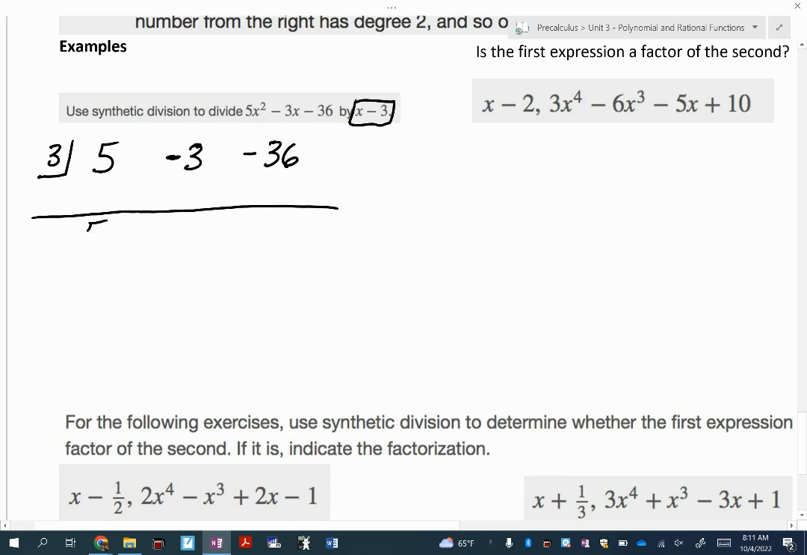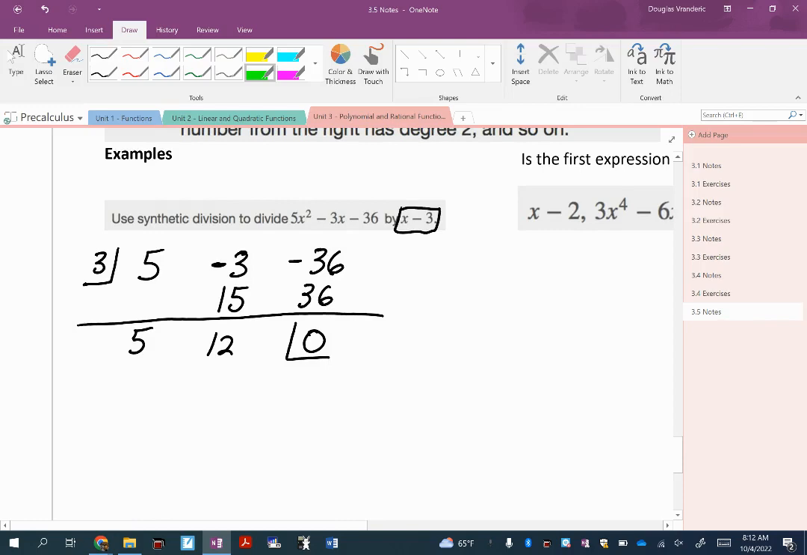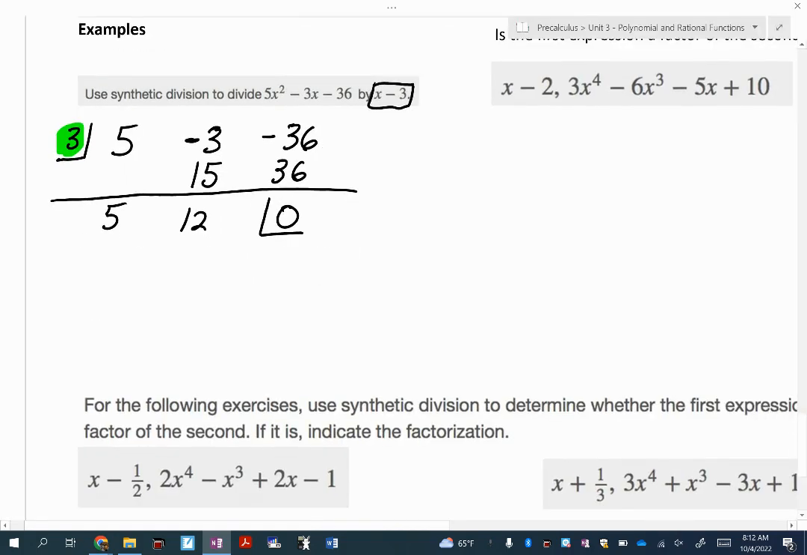So let's bring down the 5. 5 times 3 is 15. Add straight down. You get 12. 12 times 3 is 36. Add, and you get 0. If you get 0, there are a couple of things that this means. The first thing it means is that this 3 is actually a root or a solution or zero of this polynomial. So if you were to plug in 3 into 5x squared minus 3x minus 36, you get 0. If you were to graph 5x squared minus 3x minus 36, it would cross or hit the x-axis at 3.